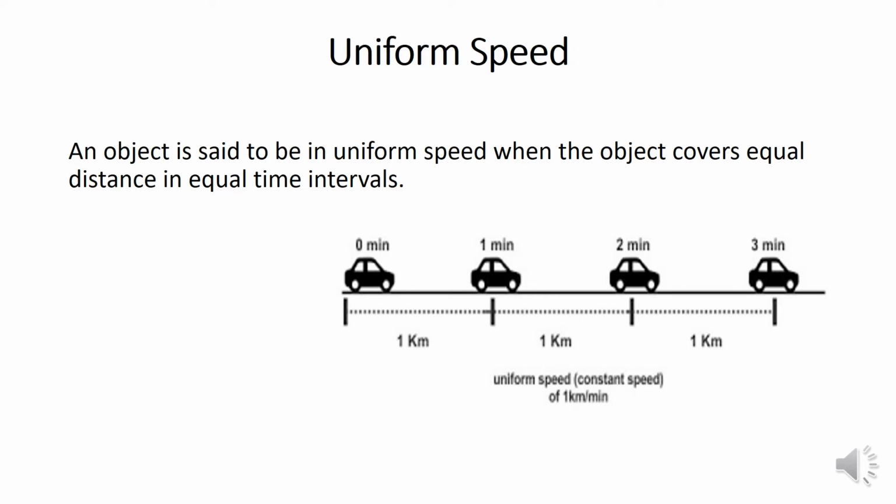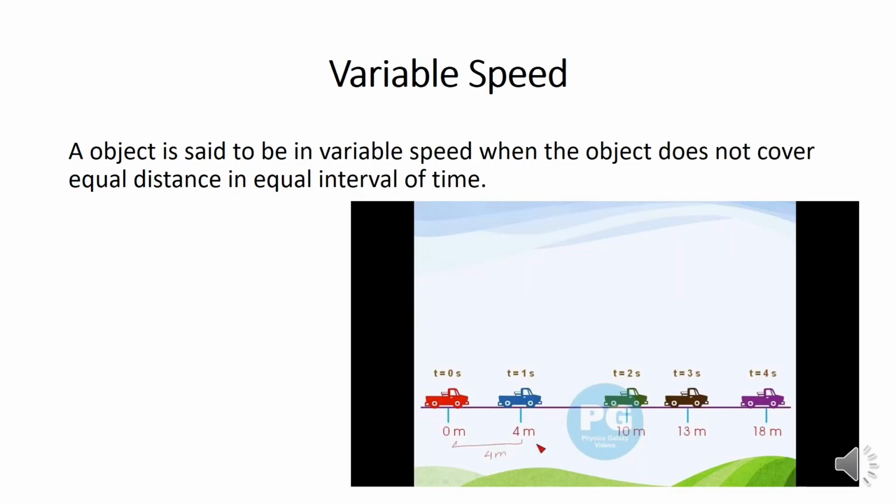Now, variable speed. An object is said to be in variable speed when it does not cover equal distance in equal intervals of time. As you can see over here in this example, in 1 second a 4 meter distance is covered. So the speed of this car would be 4 meters per second. But then when you look at the next moment, it covers a distance of 10 meters in 2 seconds. So the speed over here would be 5 meters per second. So from 4 meters per second it has now moved to 5 meters per second.